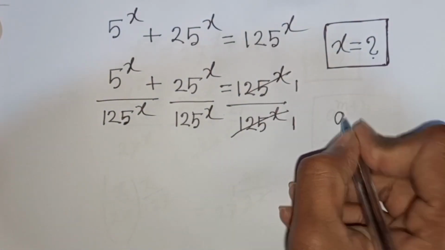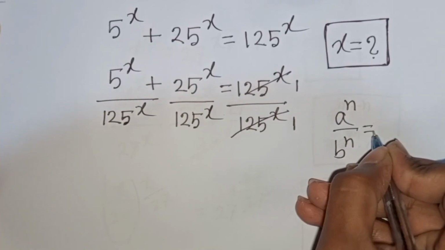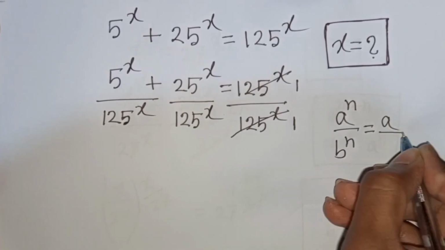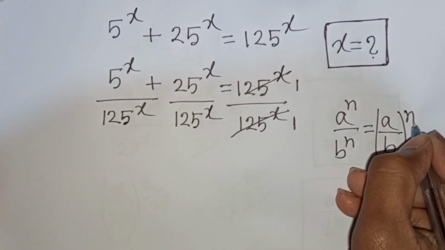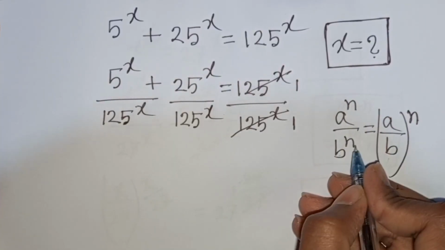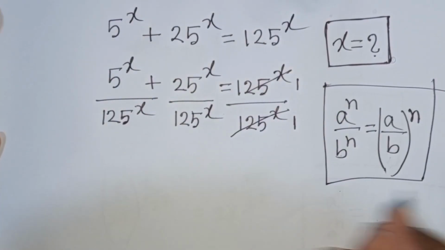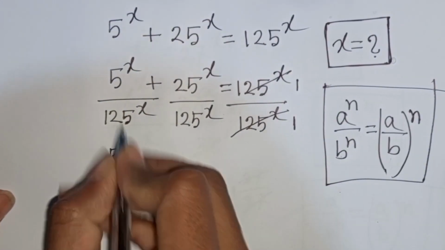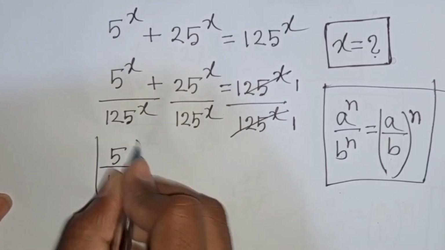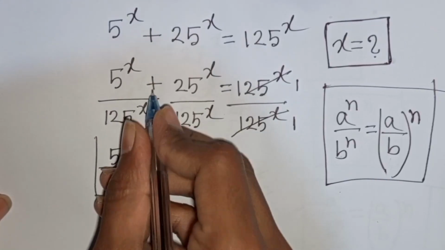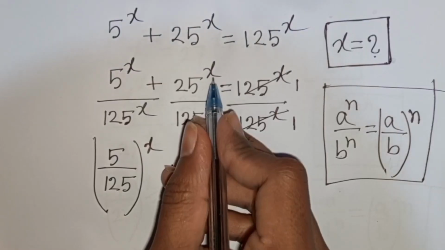So remember this formula: a power n over b power n is equal to a over b, then bracket common power n. That means n is the same power but different base. So according to this exponential rule, we can write here 5 over 125, then bracket common power x, plus again x is the same power but different base.